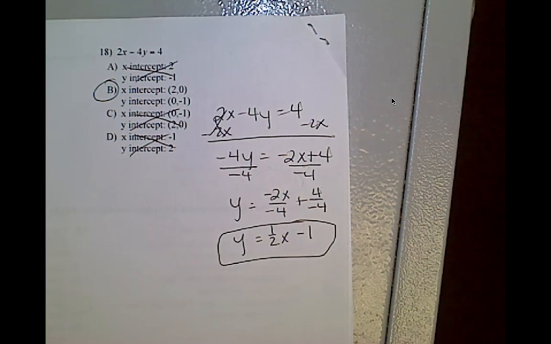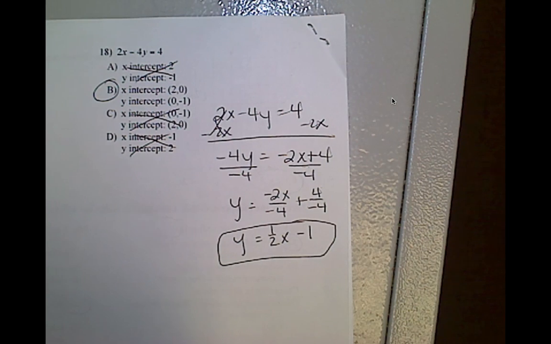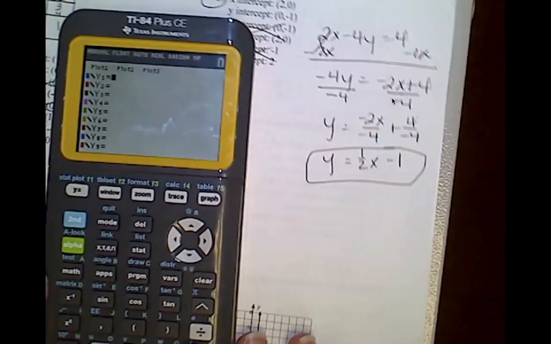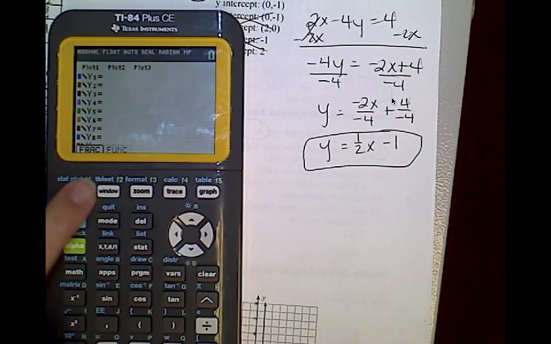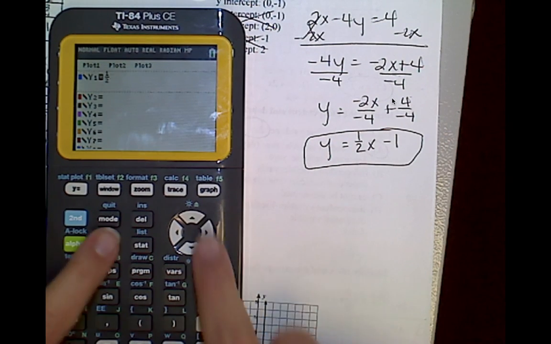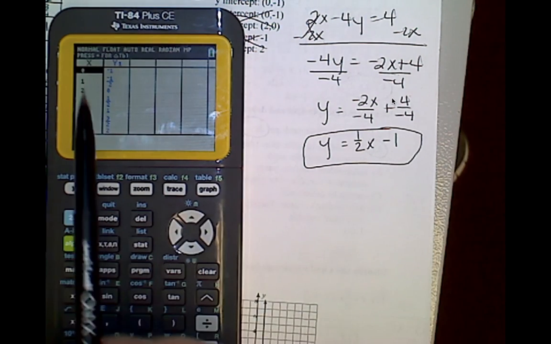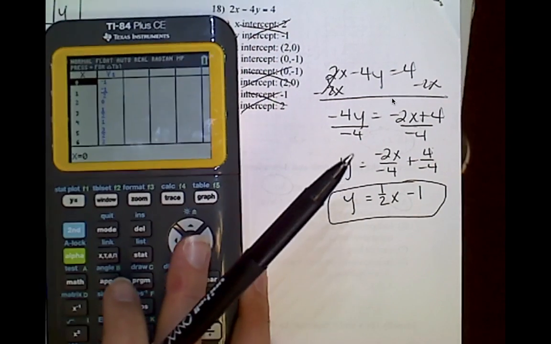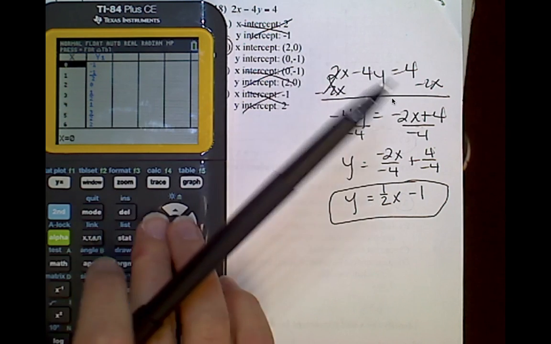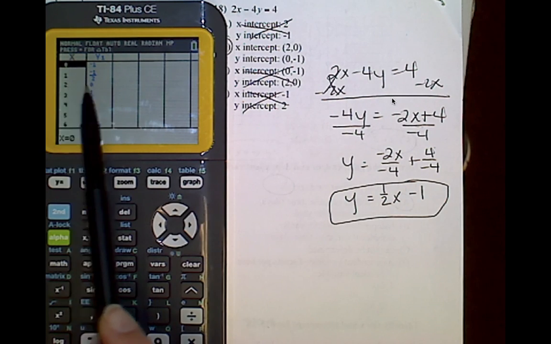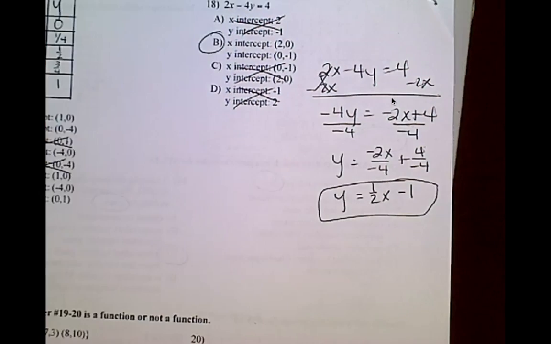You can then find the x-intercept by doing one of two things. You can type it in your table. So if I type this in, I got 1 over 2x minus 1, and I can check out my table. Okay? And right there is my table if I'm looking at it. The x-intercept should be 2, 0, and there is 2, 0, now that I have it in slope-intercept form.